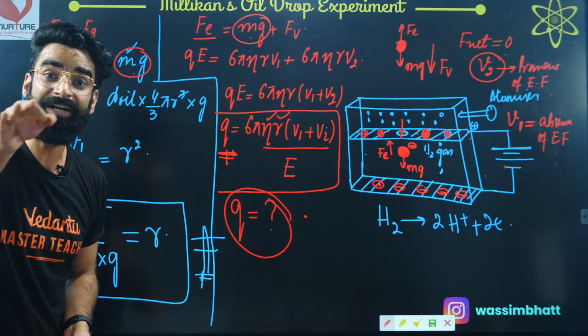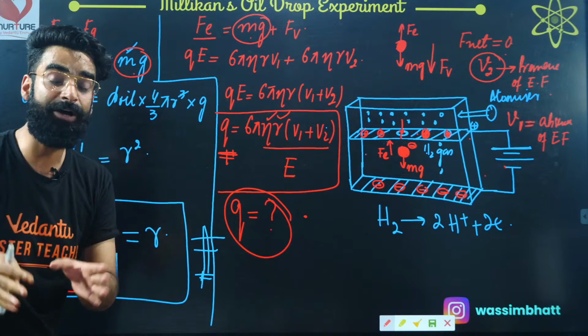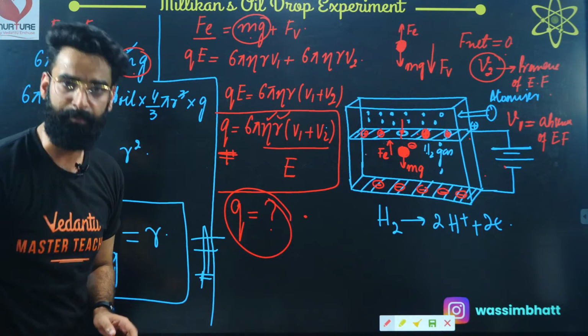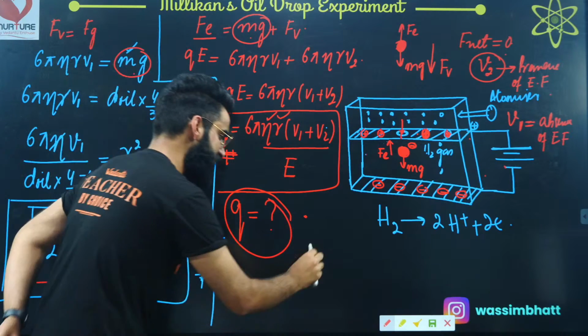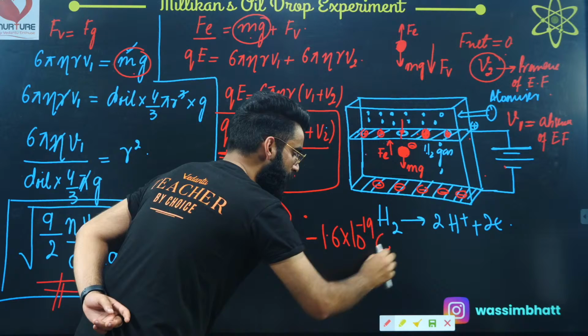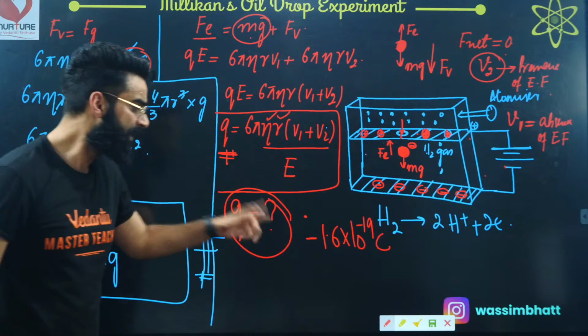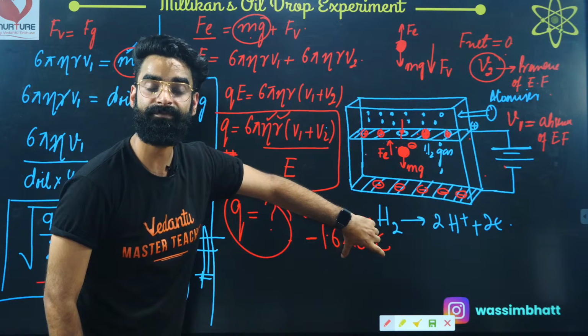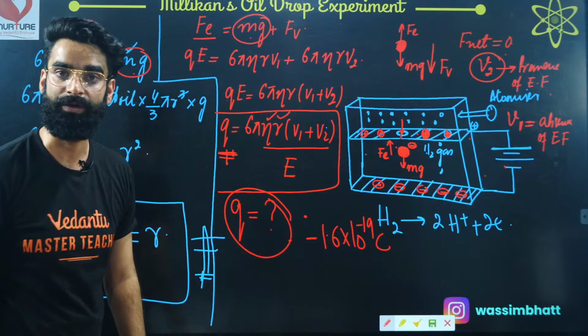And remember what Millikan observed? He observed the minimum charge which the oil droplet possessed. That was minus 1.6 into 10 raised to the power minus 19 coulombs. The minimum charge which the oil droplet possessed used to come as 1.6 into 10 raised to the power minus 19 coulombs.